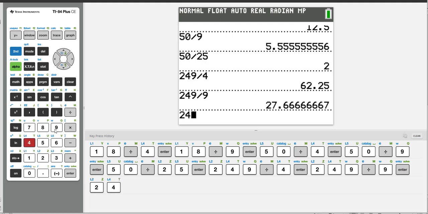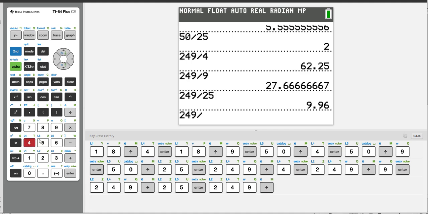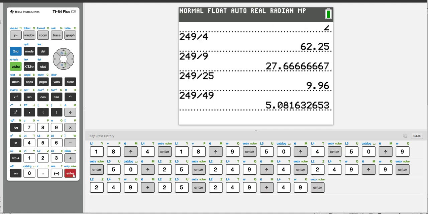Type in 249 divided by 25 and press enter. This gives 9.96. This is a decimal answer, therefore 25 is not a factor of 249. Type in 249 divided by 49 and press enter. This gives 5.08 and change. This is a decimal number. Therefore 49 is not a factor of 249.